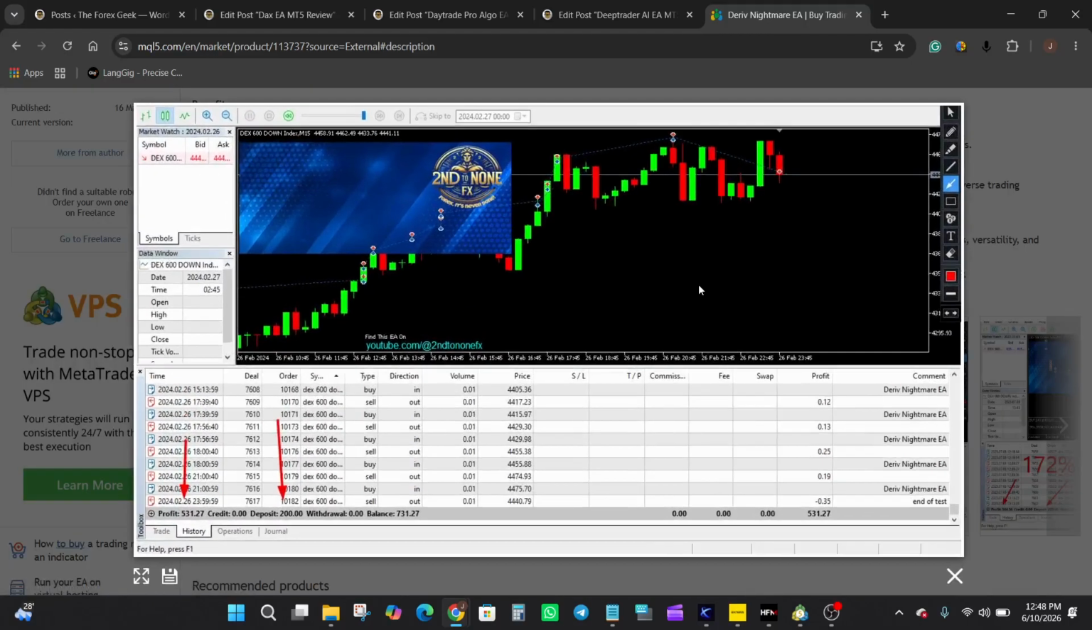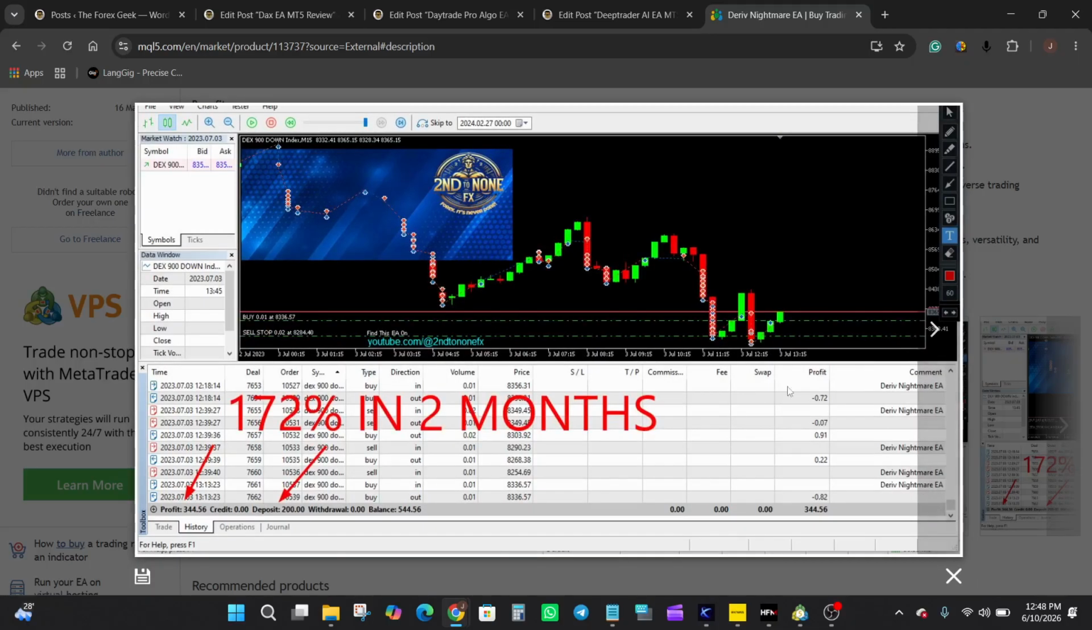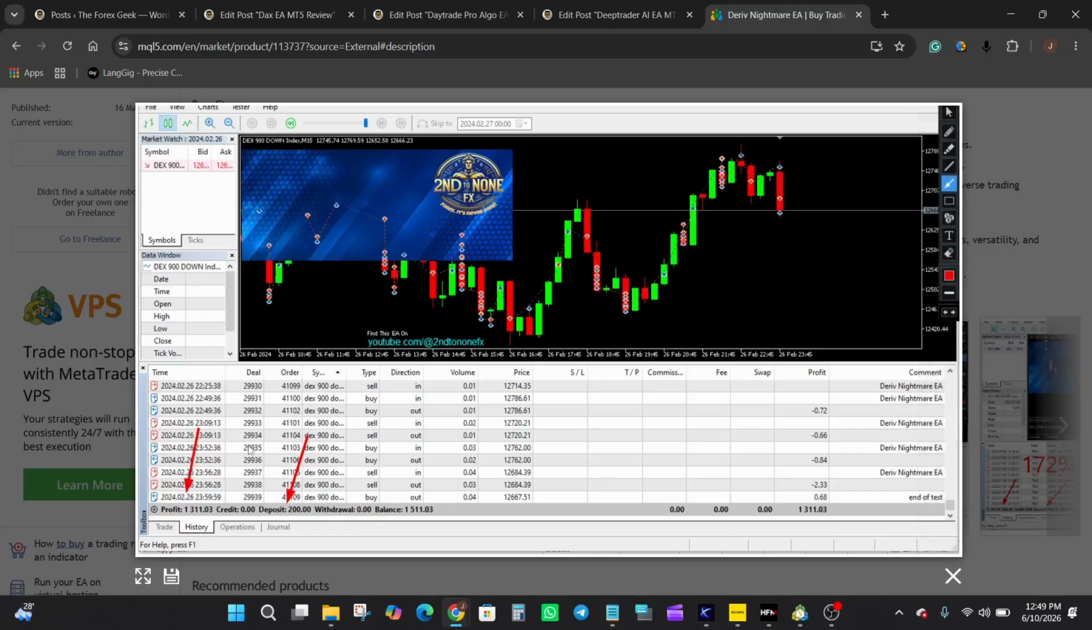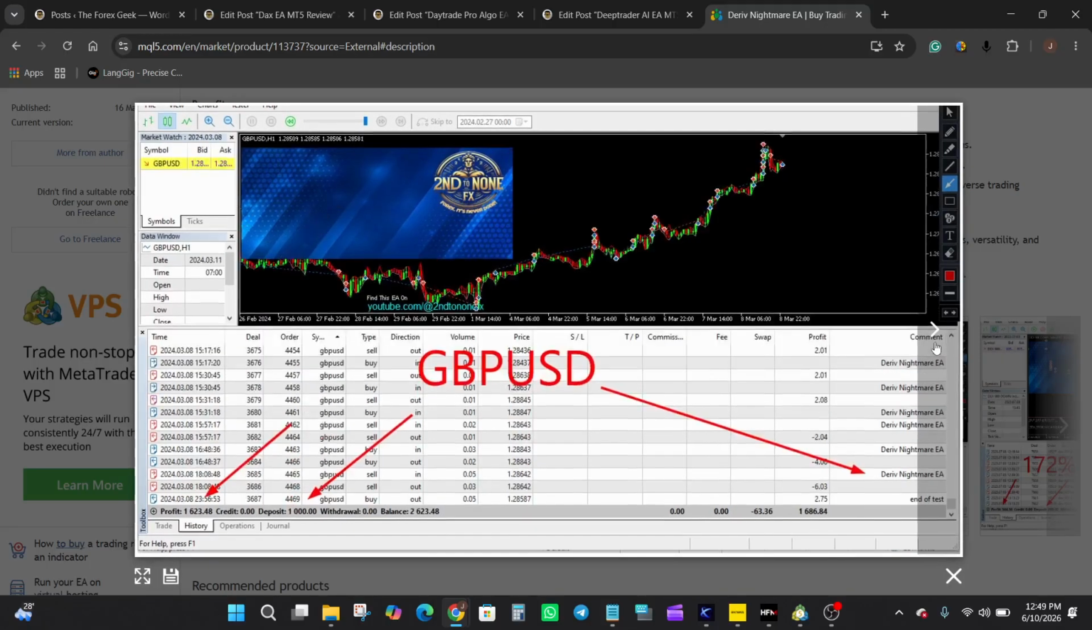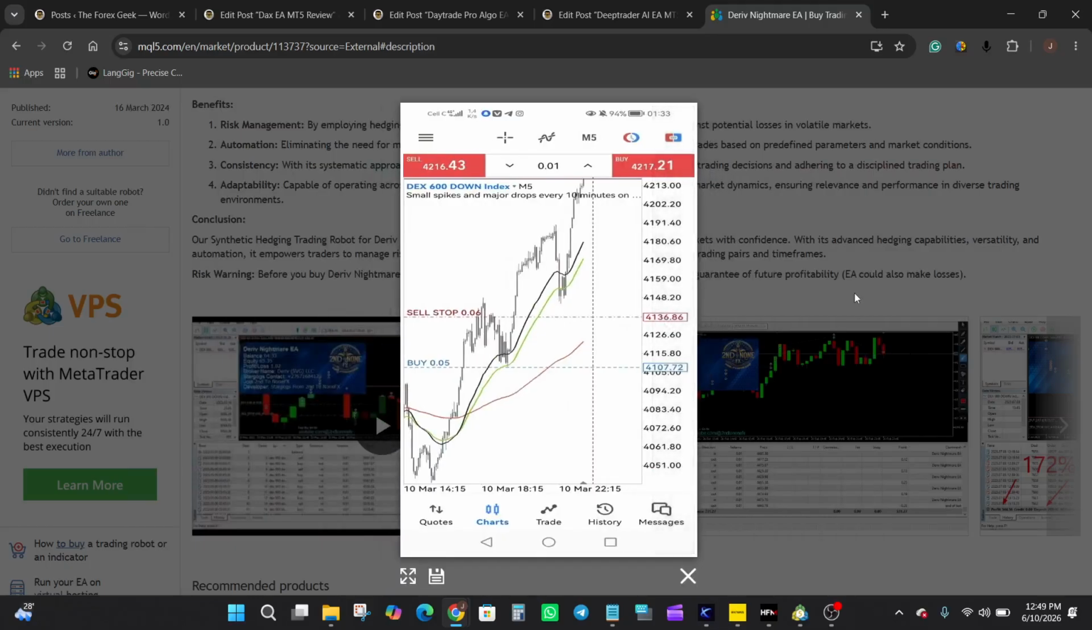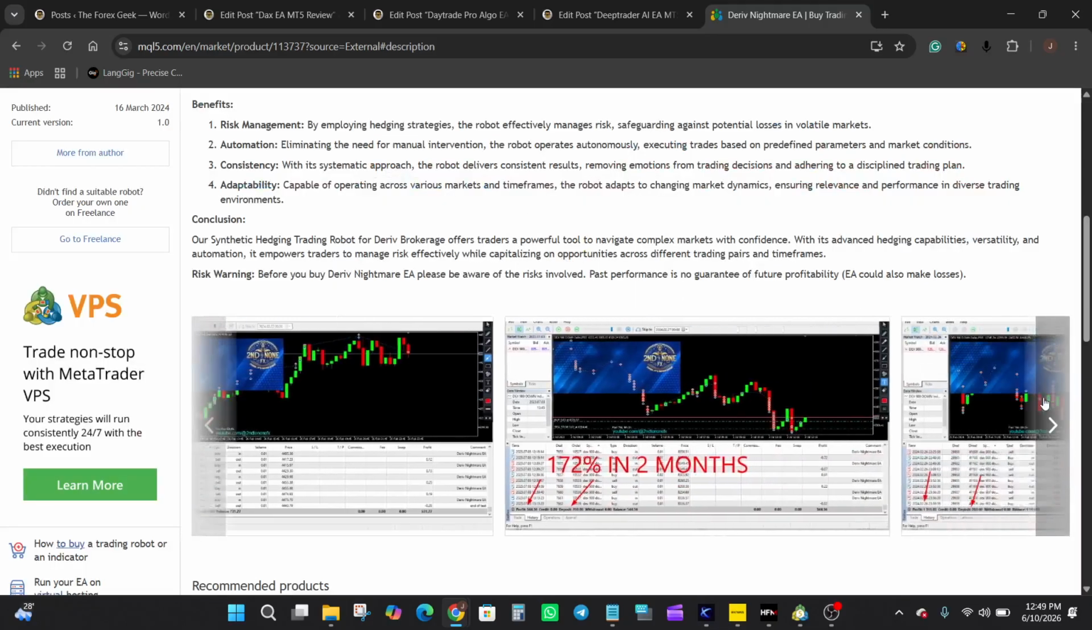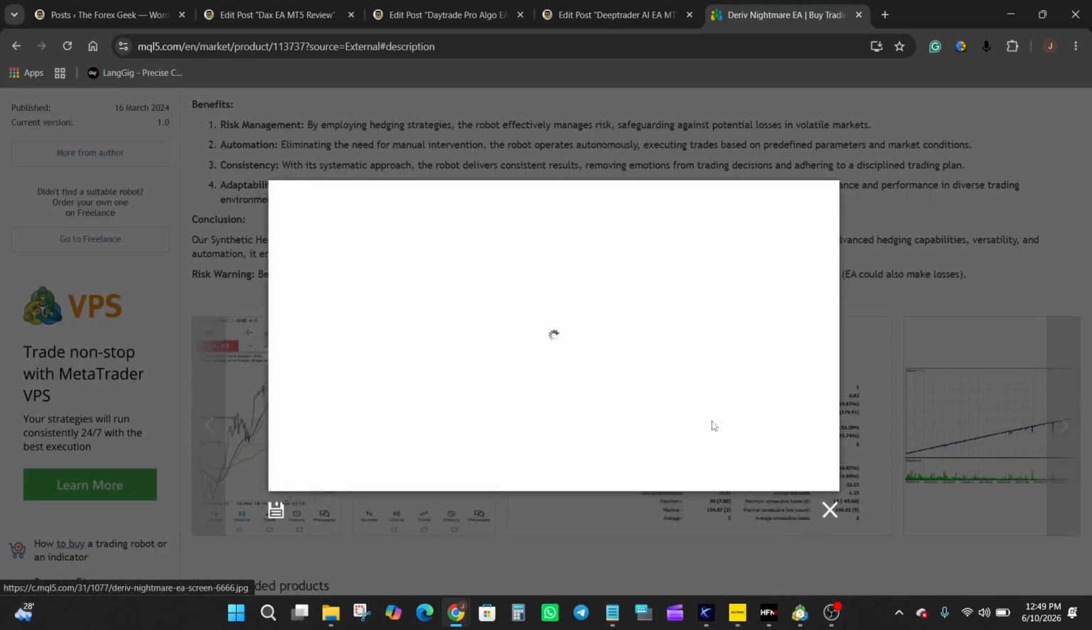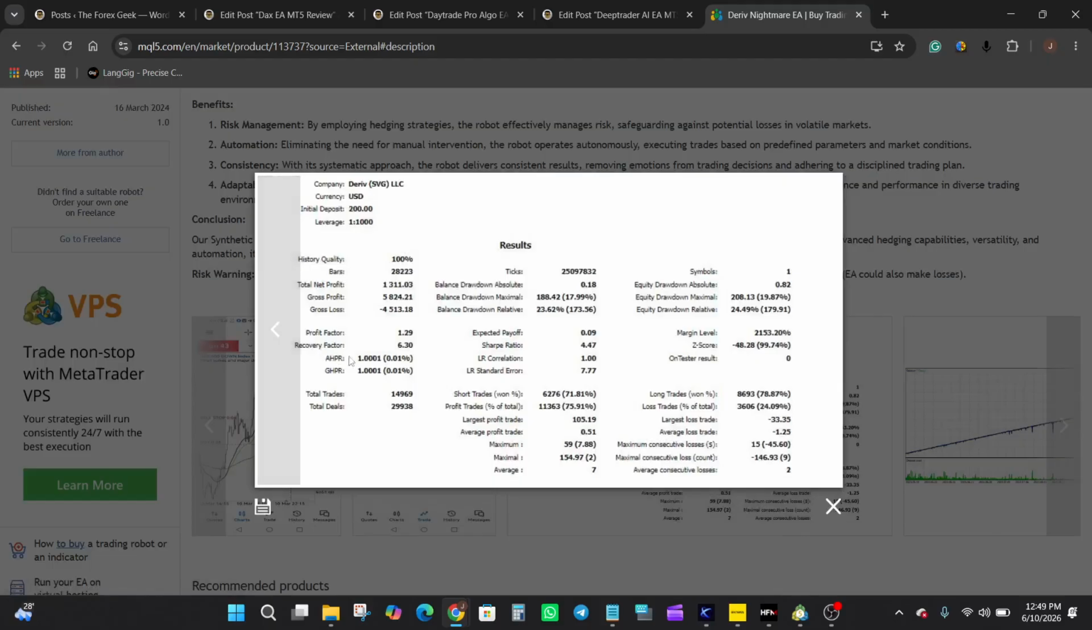But before we head over to our strategy tester, let's just quickly look at the results that we have here on the MQL5 Marketplace page. Here we are seeing 172% in 2 months. Okay, we are seeing some trade history and all of that, right? So I'm also trying to see if there were backtested results displayed here. Okay, so based on this, we can see that from an initial deposit of $200, total net profit was $1,311, and total trades taken were 14,969.